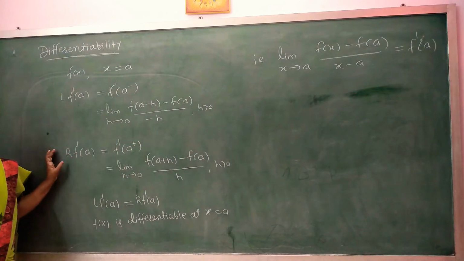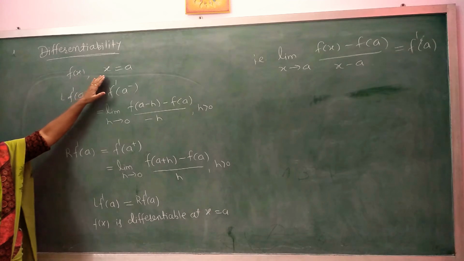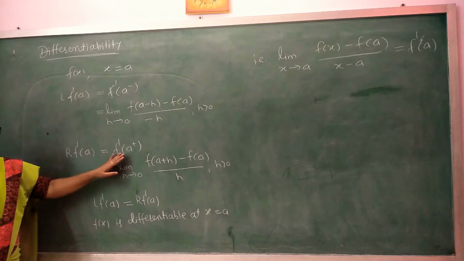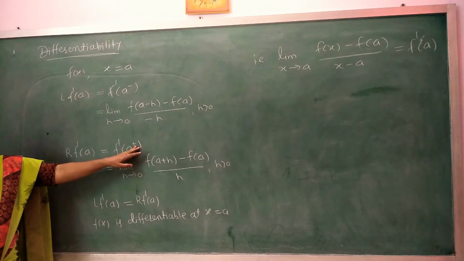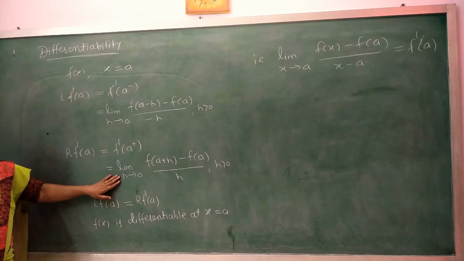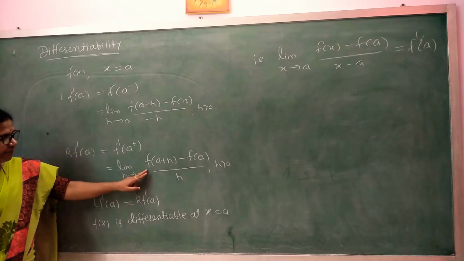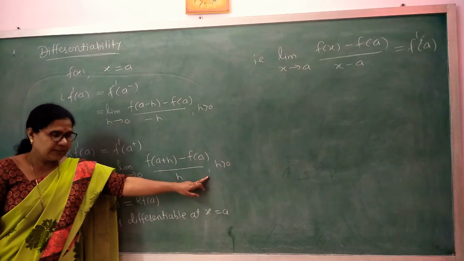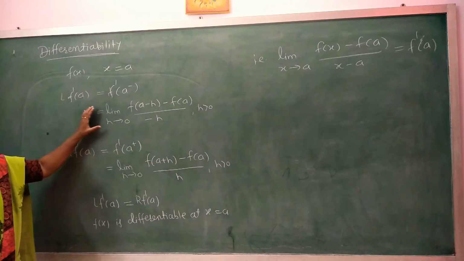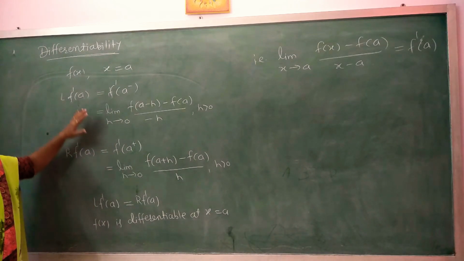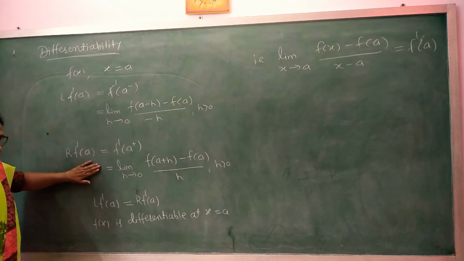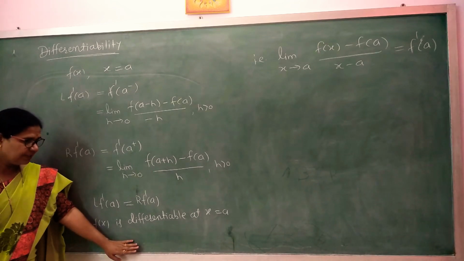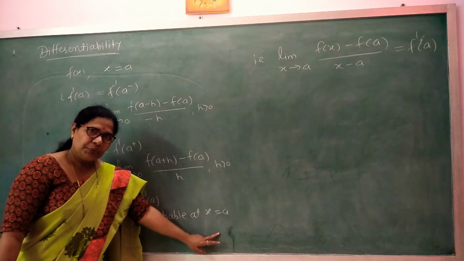Now, the right hand derivative of this function f of x at point x equal to a is denoted by R of f dash a, or f dash from right, denoted with a plus sign, and defined as limit h approaches to 0 of f of a plus h minus f of a divided by h, where h is also greater than 0. Now, when this left hand derivative and right hand derivative are equal, then we say that the function f of x is differentiable at point x equal to a.